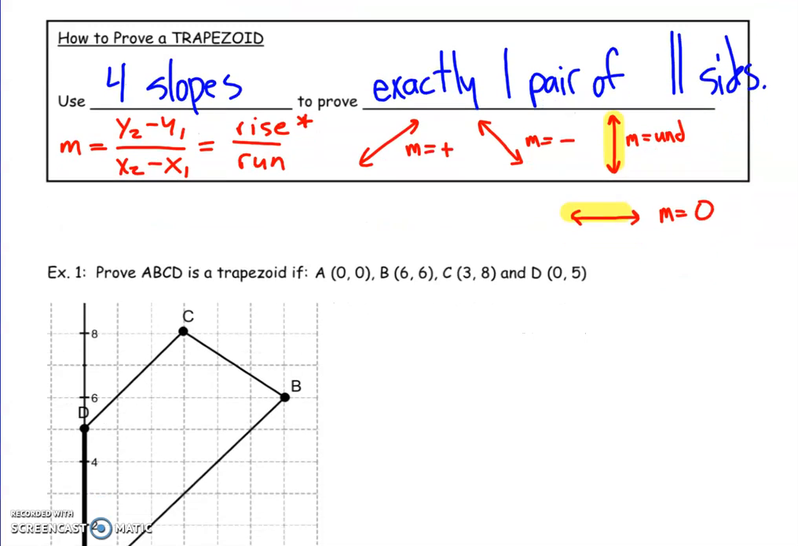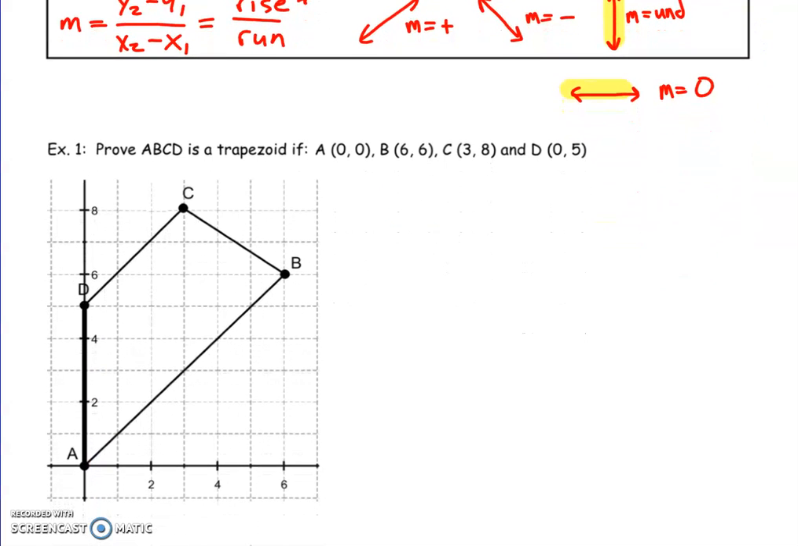Now this won't take long at all. These two examples will take minutes. Prove ABCD is a trapezoid if, and then they give you the coordinates. They also give you the picture. Well, I prefer to use the picture, be visual, and here's what I like to do first. Just looking at the figure, can you see what sides are parallel? To me, it looks like DC is parallel to AB. So I'm going to find those two slopes first.